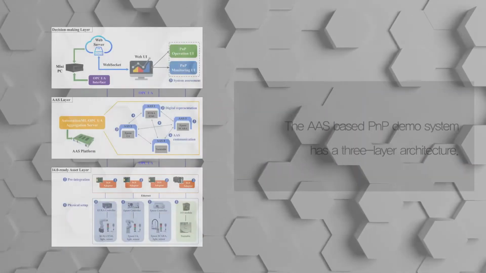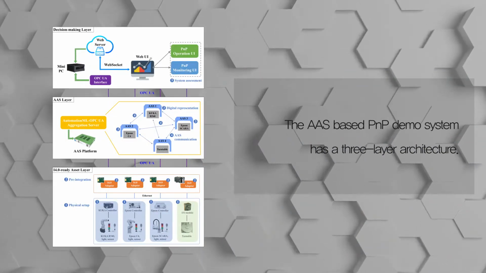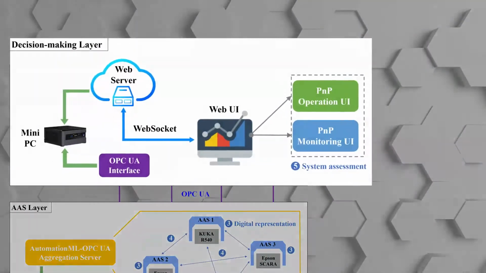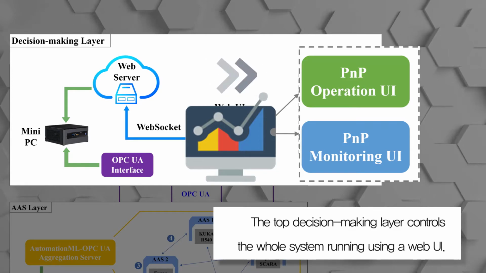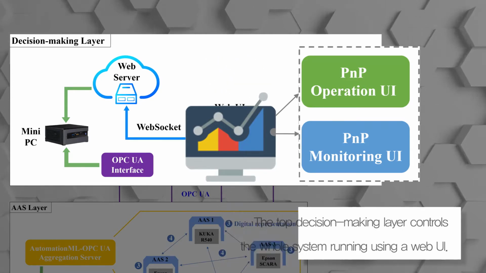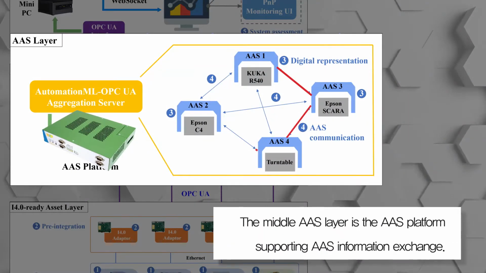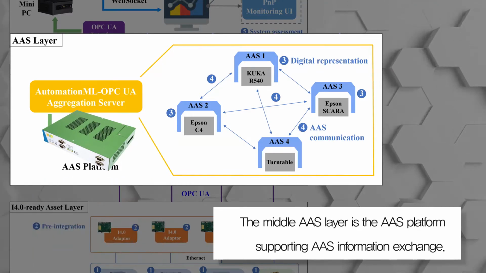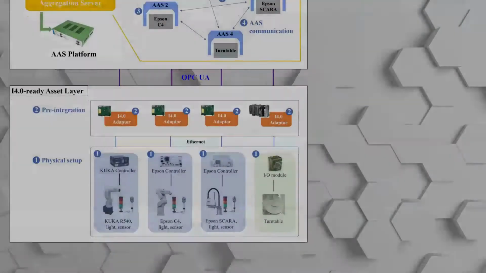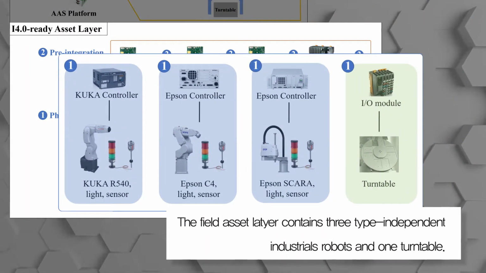The AAS-based PnP demo system has a 3-layer architecture. The top decision-making layer controls the whole system running using a web UI. The middle AAS layer is the AAS platform supporting AAS information exchange. The field asset layer contains 3 type-independent industrial robots and 1 turntable.